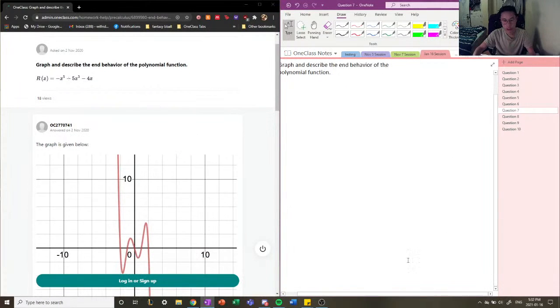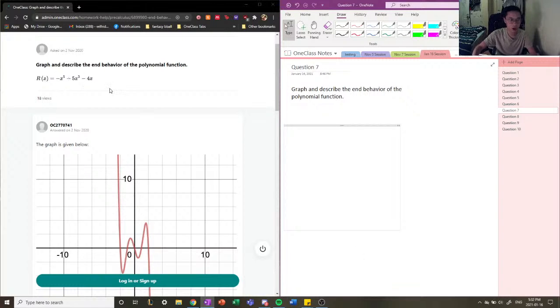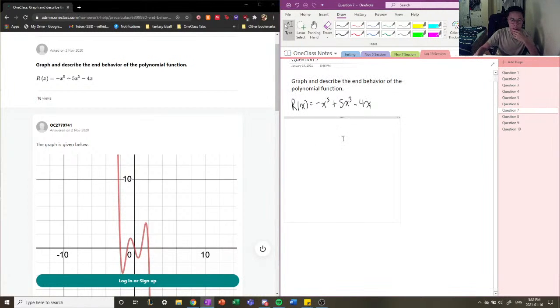Alright. So the next question asks us to graph and describe the end behavior of this polynomial function r(x) equals negative x to the power of 5 plus 5x cubed minus 4x. Okay, so I'm just going to write this down here. The first thing that we want to do to graph it is identify the zeros of our polynomial function, right? So we want to identify the values of x which will make our graph intercept the x-axis.